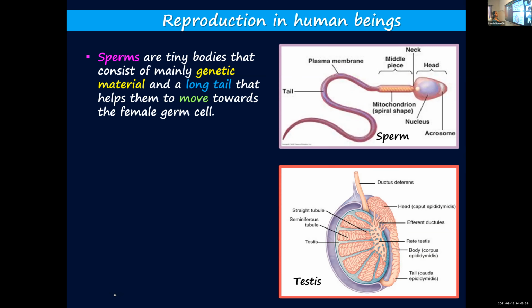It has a nucleus where the genetic material is present, and then there is a long tail. It has a head, neck, and middle piece, which lead into a tail. Sperms are tiny structures that consist mainly of genetic material, and there is a long tail. The long tail helps them to move towards the female gametes.